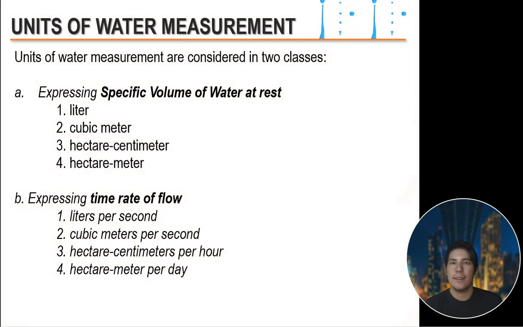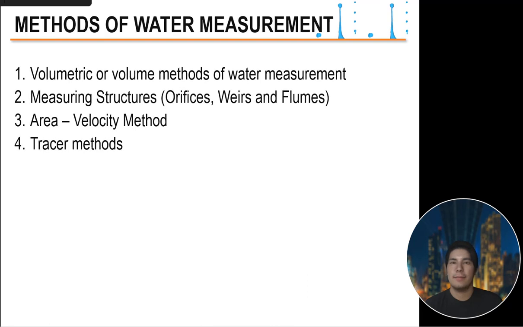So units of water measurement are considered in two classes. Number one is expressing it in specific volume of water at rest. So it could be liters, cubic meters, hectare centimeter, or hectometer. Or it could be expressing time rate of flow. So it could be liters per second, cubic meters per second, hectare centimeter per hour, or hectare meters per day. So these are the units used in water measurement.